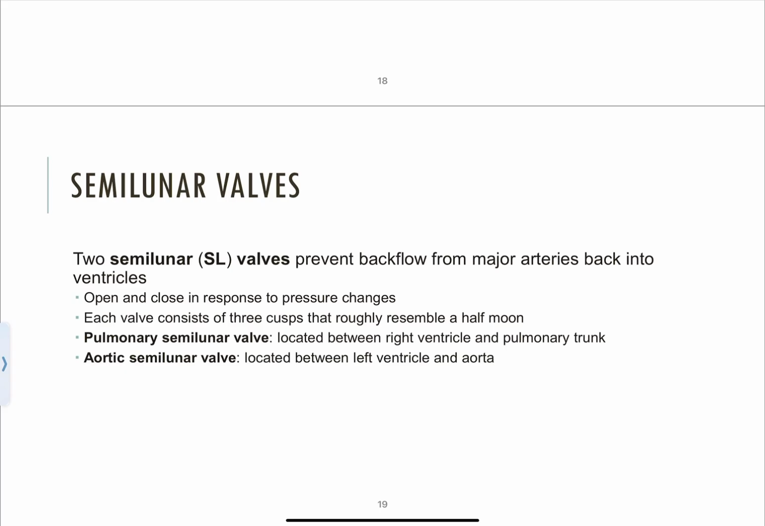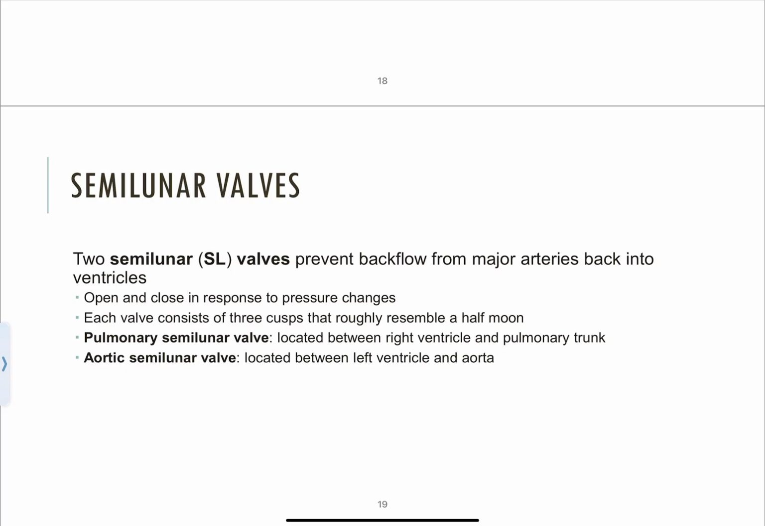When the ventricles relax, the blood is going to flow backwards toward the heart. As the blood begins to flow backwards, it causes the cusps on these valves to close. Specifically, the pulmonary semilunar valve is located between the right ventricle and the pulmonary trunk. And then we have the aortic semilunar valve, located between the left ventricle and the aorta. So these are where the valves are located.